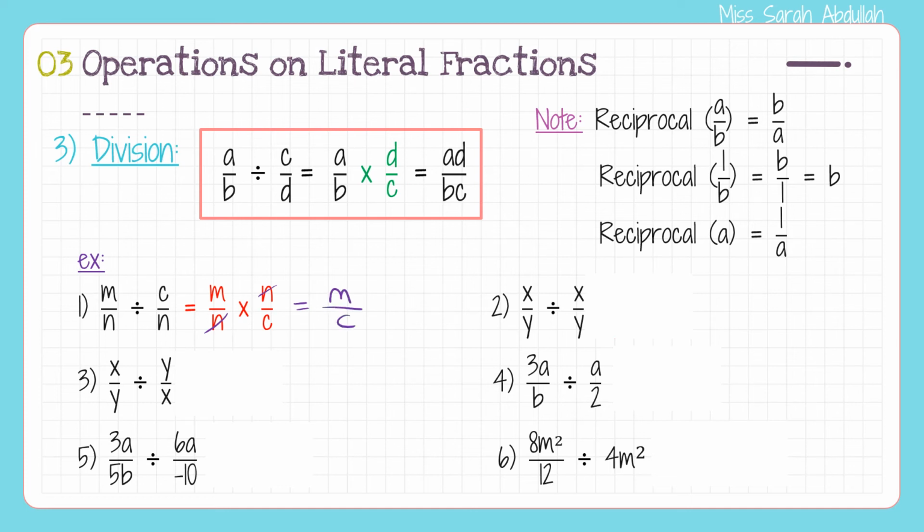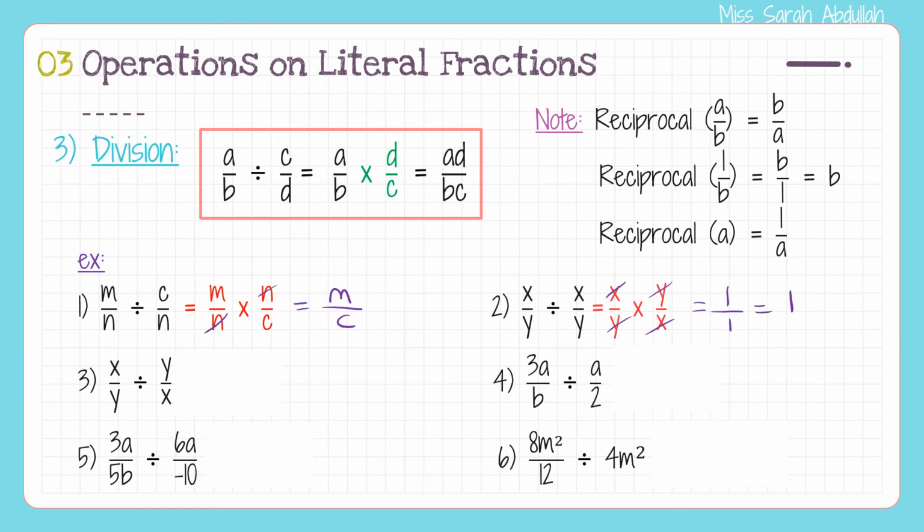The second one, x over y divided by x over y. Again, I need to change it into multiplication. It becomes x over y multiplied by y over x. Now I can simplify the x's and the y's because I have x in the numerator and x in the denominator. And the answer is 1 over 1, which is 1.